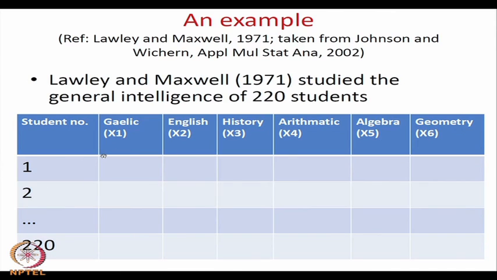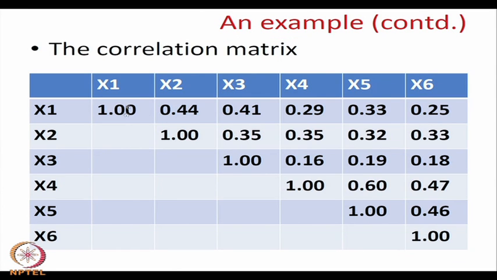The immediate step is to look at the correlation matrix. If I go by the correlation coefficients between the variables, there are a few variables with correlation of more than 0.3, for example x1, x2 at 0.44, 0.41, like this. 0.60 is the maximum. So from the correlation matrix also you can find certain clues as to whether you should go for factor analysis or not.